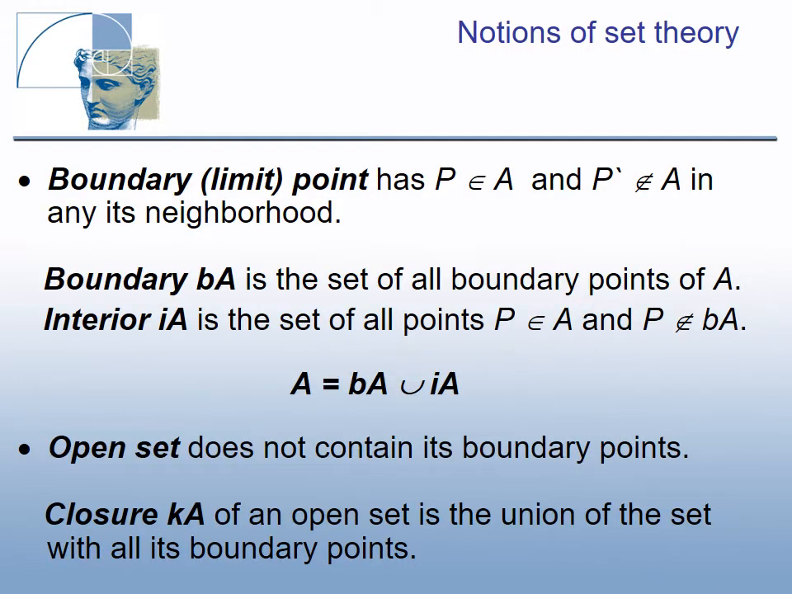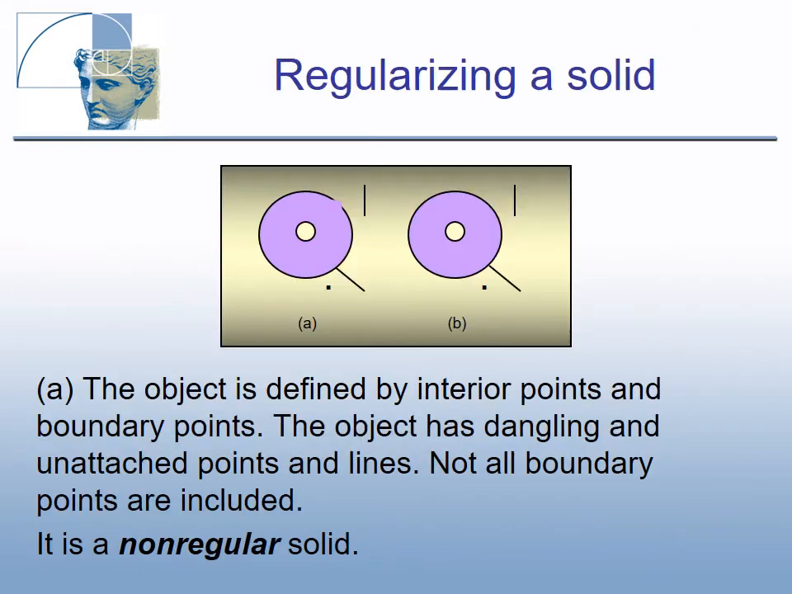A boundary point of a set A has in any its neighborhood both points that belong to A and that do not belong to A. The boundary BA is the set of all boundary points of A. The interior IA is the set of all points that belong to A, but not boundary points. An open set does not contain its boundary points. Closure KA of an open set is the union of the set with all its boundary points.